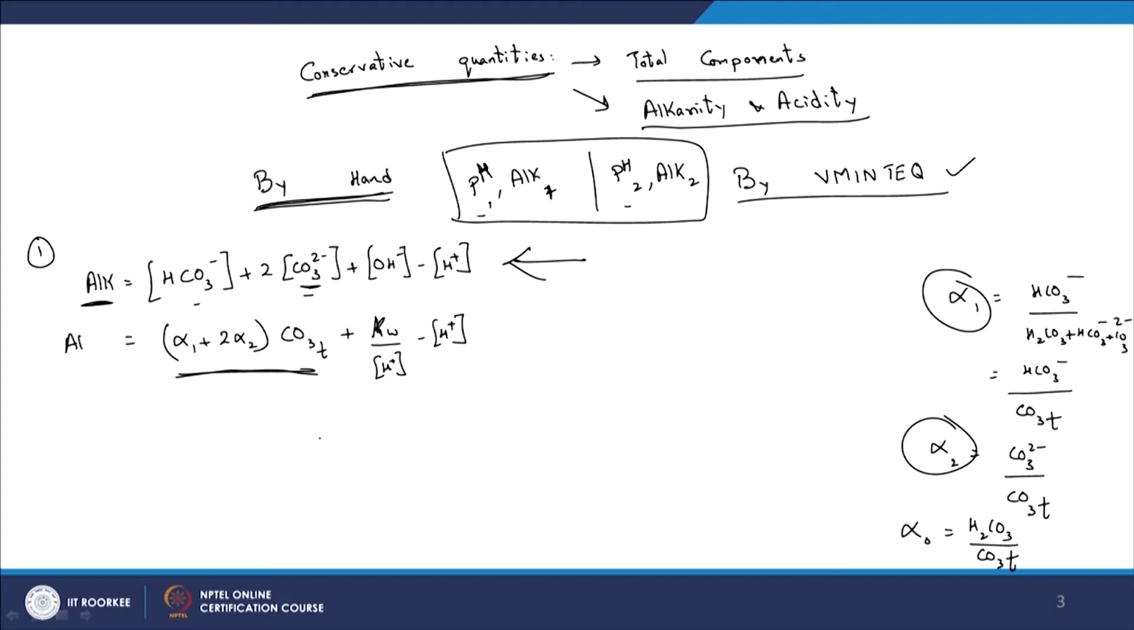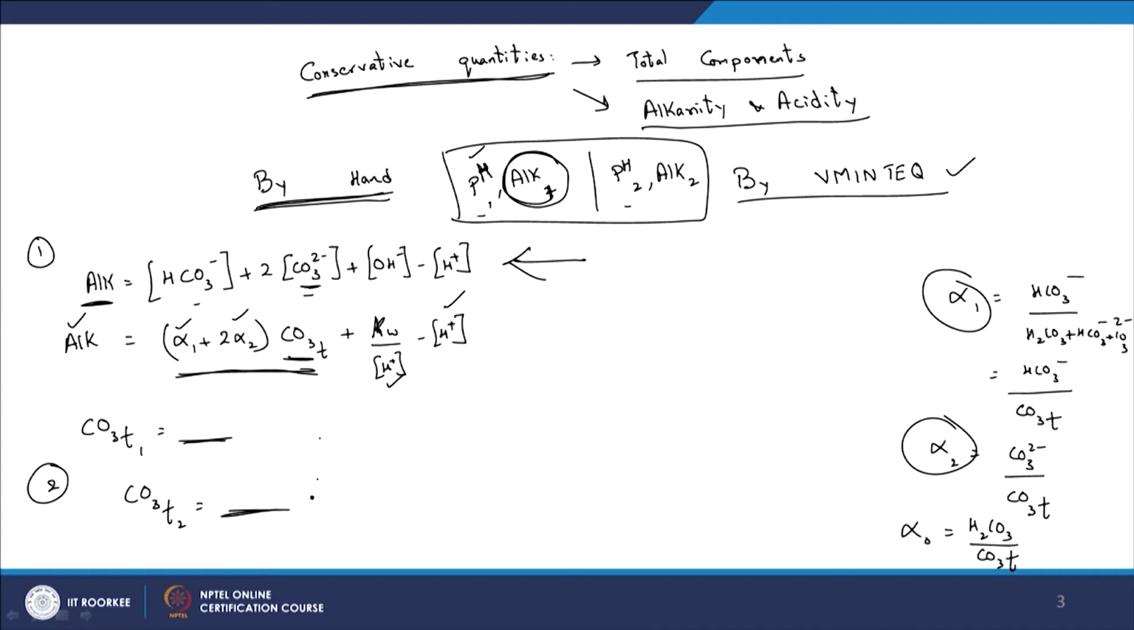So again, let us look at what we have here. What are the knowns and unknowns? Here alkalinity is a known value because it is given, right. Alkalinity is a known value, and CO3 total is an unknown, it is a variable, but you know the pH, right. So H plus is a known value here, and for a given pH you can calculate obviously alpha 1 and alpha 2, and that is something we are aware of. So I am not going to plug that in here. From here, what can I calculate? I can calculate the CO3 total 1. Similarly for solution 2, I am going to calculate CO3 total 2 in the same manner, right.